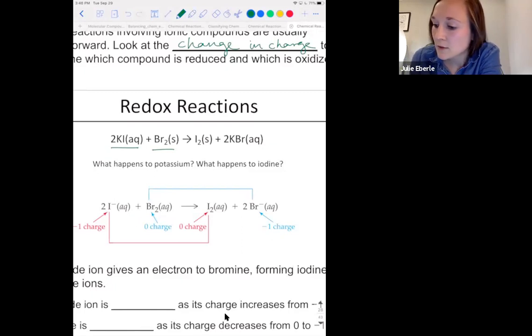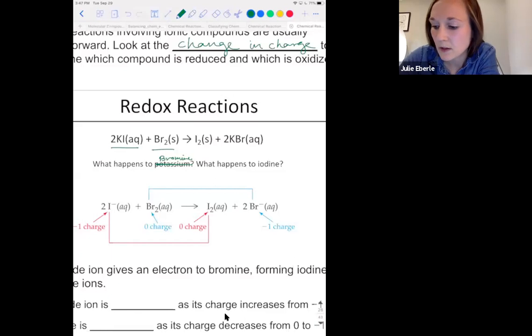So what happens to, this is a typo, this should be bromine. What happens to bromine? What happens to iodine? Which one's oxidized? Which one's reduced? If you'll notice, potassium is a cation on both sides. It's a +1 on both sides. So there's no change in charge for potassium. We kind of call ions like that spectator ions.